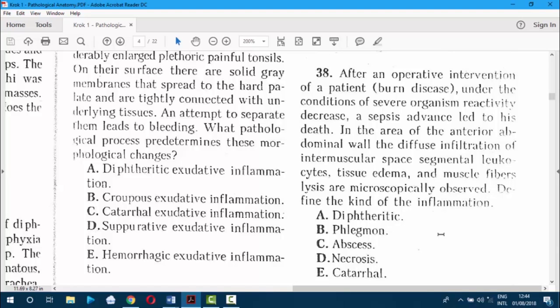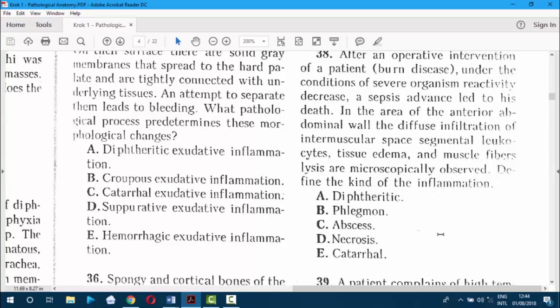Now, this is sepsis. Now, with sepsis, it means bacterial intoxication. Hence, there's pus. Now, what is a phlegmon? A phlegmon is a diffuse purulent inflammation, and there was a diffuse pus infiltration in the question. Diffuse infiltration. So, our answer is what? Phlegmon. It cannot be diphtheria. No, it cannot be abscess. It cannot be necrosis. It cannot be catarrh. Don't forget it's what? Mucus.